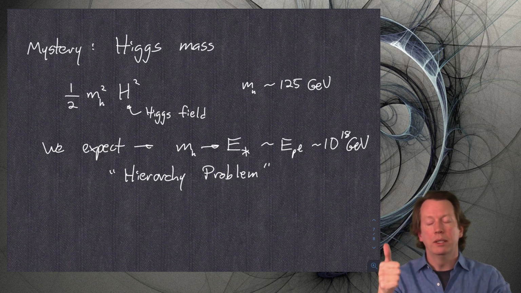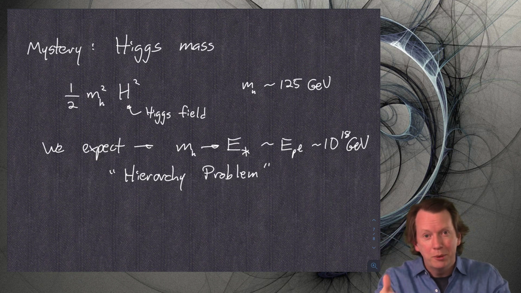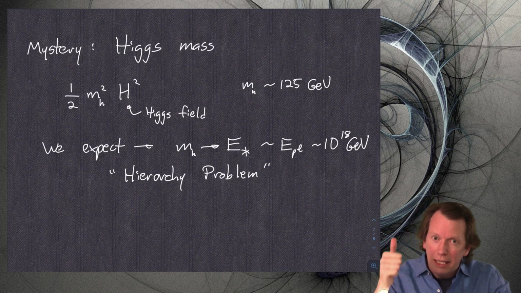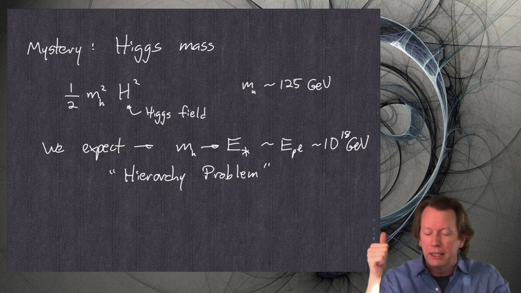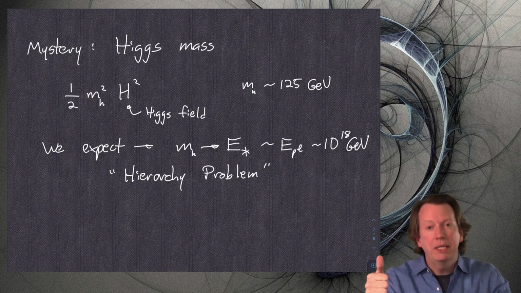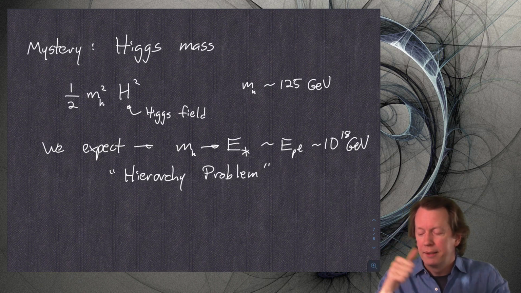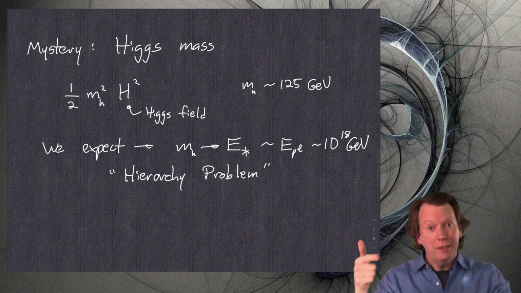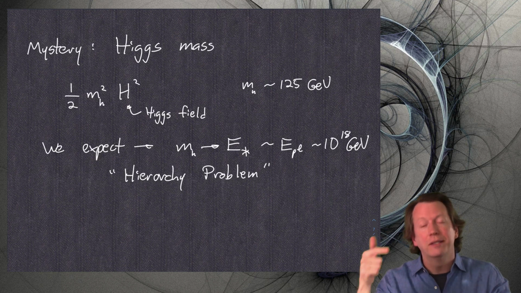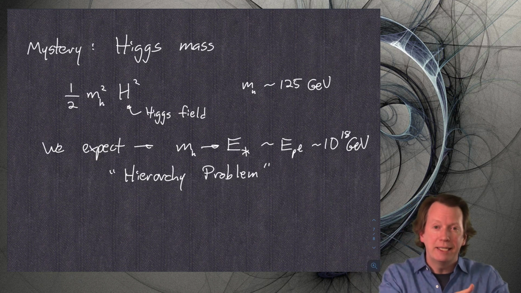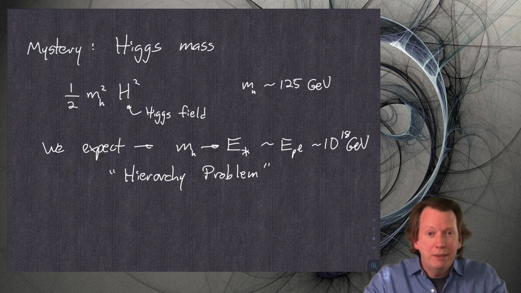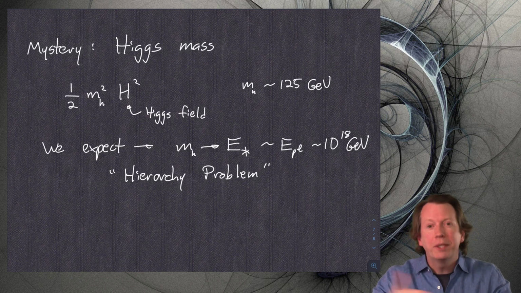So option one was there's no new physics up to the Planck scale, and then in that case, the natural expectation of effective field theory is the mass of the Higgs should be the Planck scale. That's not right. Second option was there is new physics near the electroweak scale, near the mass of the Higgs, and we should see it at the LHC. Tentatively, it seems that's not right either. So what is the third option? What are we left with? And the answer is we don't know.